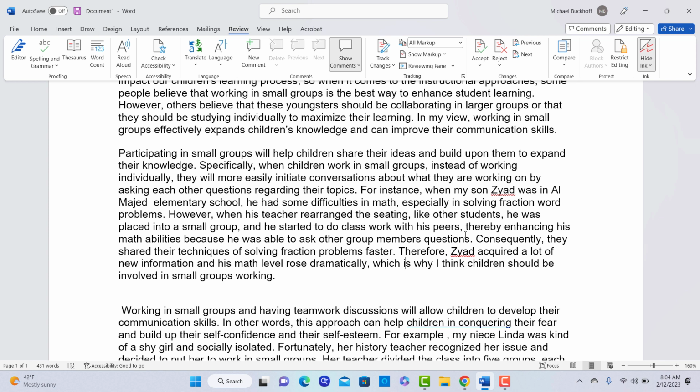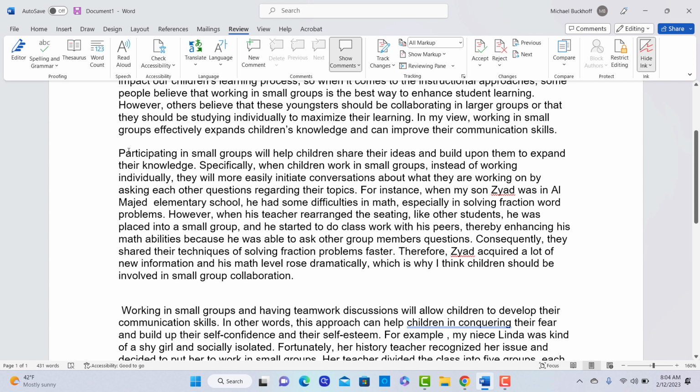So therefore, Zayad acquired a lot of new information and his math level rose dramatically, which is why I think children should be involved in small group. Do you want to change this to small group work or small group? I'm going to use collaboration, I think is better. Therefore, Zayad acquired a lot of new information and his math level rose dramatically, which is why I think children should be involved in small group collaboration.